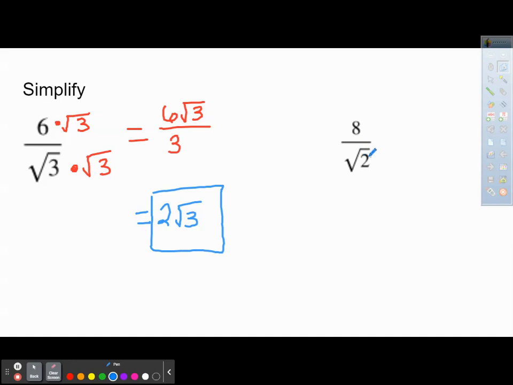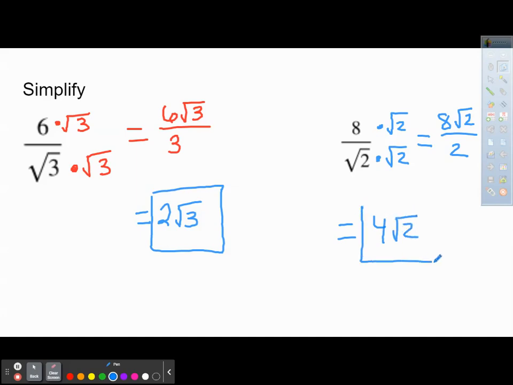Alright, this one here, you have the square root of 2 in the denominator, so I'm going to multiply it by the square root of 2 and the top by the square root of 2. I can't do anything here, so I just leave it as 8 square roots of 2 over 2. If I have 8 fish and I divide it up into 2 aquariums, how many fish are in each aquarium? So it's 4 square roots of 2. Okay. Alright, does that right there help from yesterday? Okay. Alright, there's one other type that I wanted to show you.